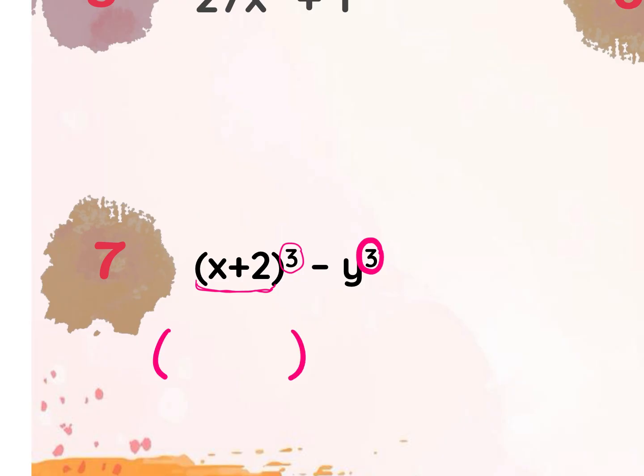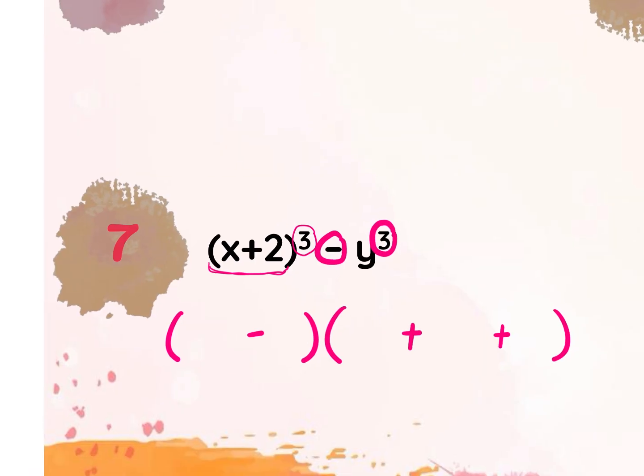So I'm going to start with 1 and then another. I see a minus in between, so I'm going to do the same thing: same, opposite, always plus. And now let's assign everything where it should be, right? In this first spot, the cube root of x plus 2 cubed is just x plus 2. And the cube root of y cubed is just y.